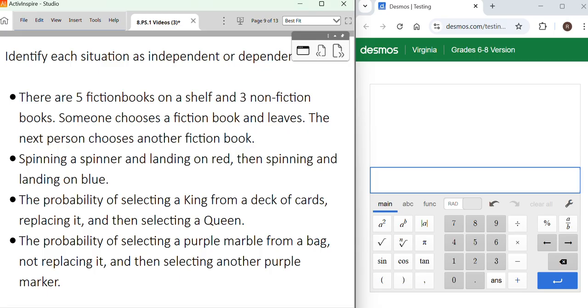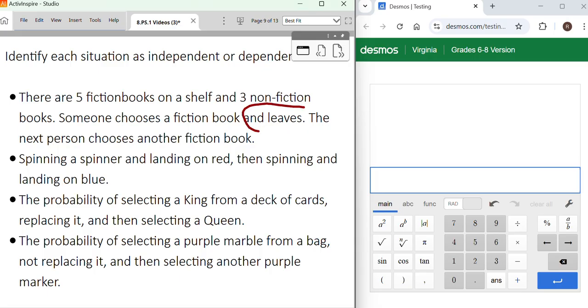Now we're going to identify each situation as independent or dependent. Independent means it doesn't change. Rolling a dice, flipping a coin, putting something back, spinning a spinner. Dependent means something has disappeared, something has changed. So let's look at the first scenario. There are 5 fiction books on a shelf. 3 are nonfiction books. Someone chooses a fiction book and then leaves. The next person chooses another fiction book.